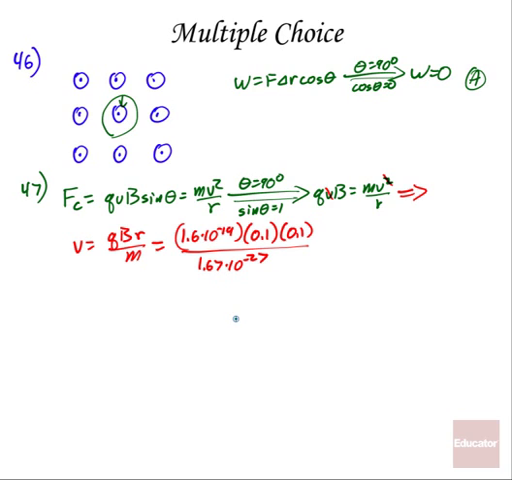That looks awfully tough, given that you don't have a calculator for the multiple choice part of the question. So let's just estimate the order of magnitude. Right away, let's say 1.6 over 1.67. That's pretty close to 1.